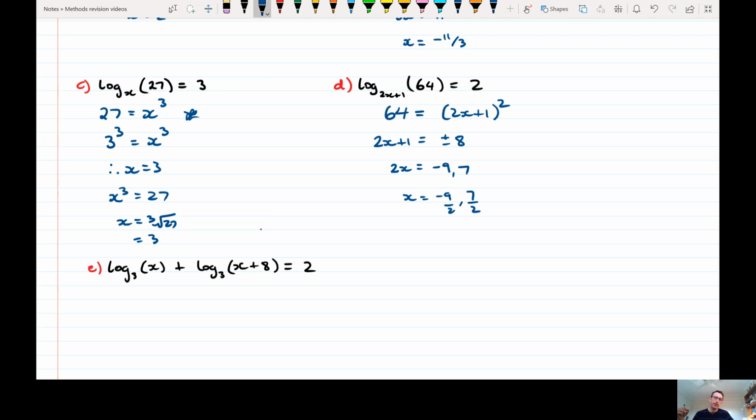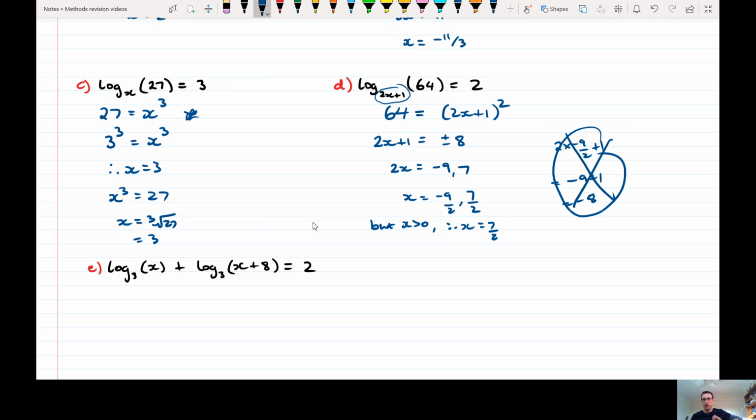Now, before you say yes, we're finished and move on, you need to remember that the base, this base here, must always be positive. Must have a positive base. So let's look at this. Negative 9 over 2, if I put negative 9 over 2 into that base, you end up with negative 9 plus 1, which is negative 8. But x must be greater than 0, therefore x must be 7 over 2. So we cannot have negative 9 over 2 because you have a negative base, which we don't deal with for logs.